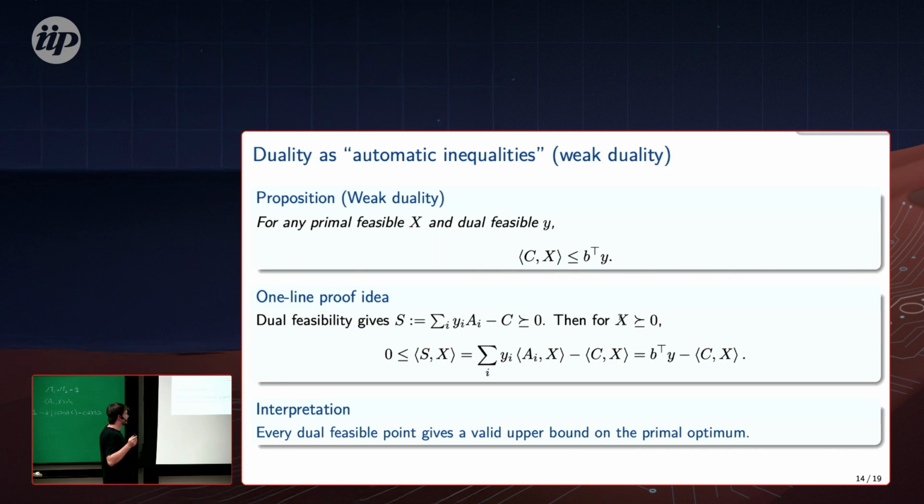So, okay, this already should tell you a little bit where the dual is coming from and why it's useful, but there's going to be more in a few slides. But any questions so far? Yes, I see you, yeah.